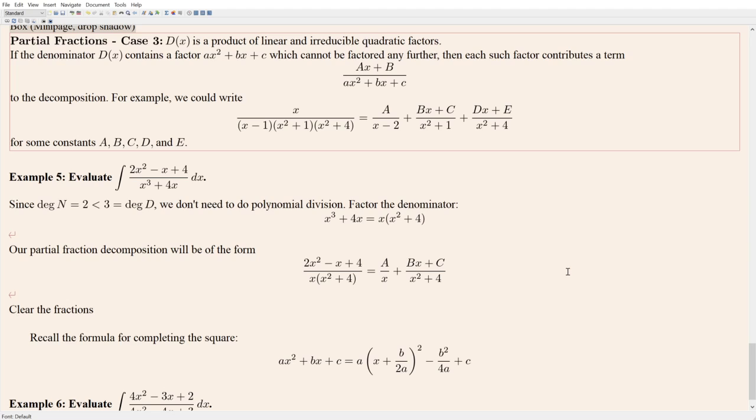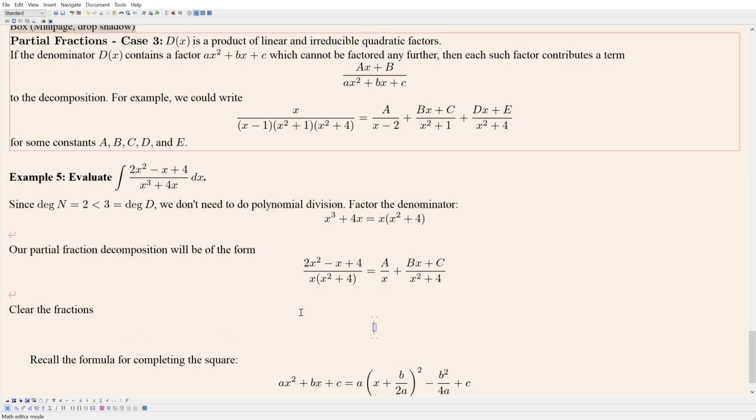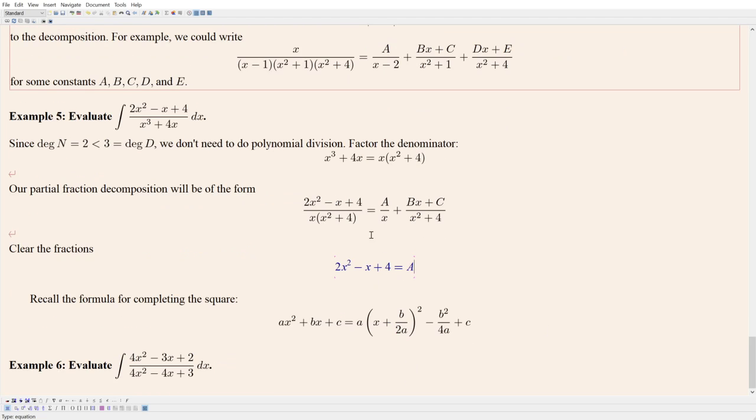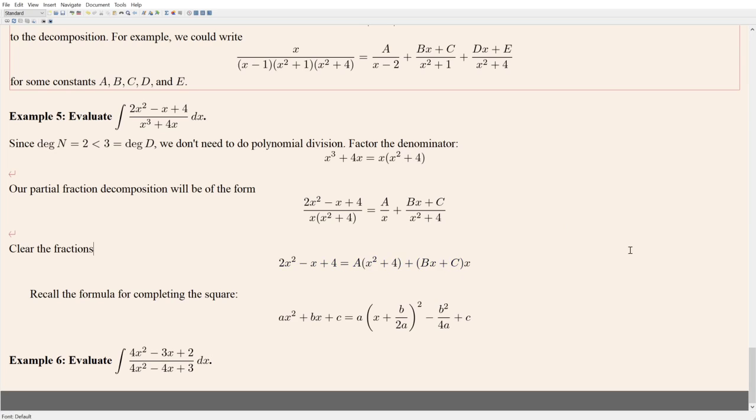So clear the fractions to get 2x squared minus x plus 4 equals... For this first one, the a is going to cancel, but we're still going to have an x squared plus 4 left over. Be very careful now, because we're going to have to FOIL this one. For this, the x squared plus 4 cancels, but the x does not. So we got that.